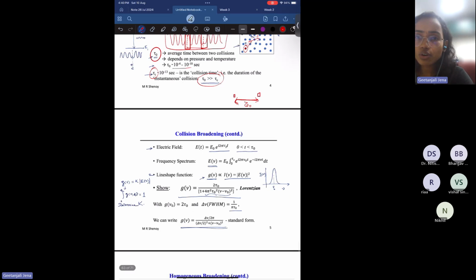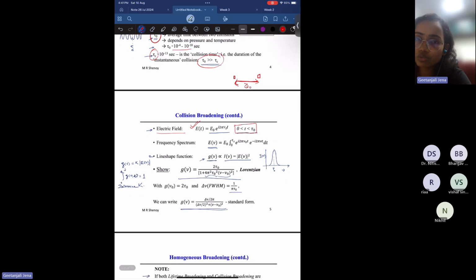We'll follow the same process. First we calculate the expression of the electric field in the frequency domain, and by squaring it we get the intensity. Intensity is directly related to the line shape function, and from the line shape function you can easily find the line width. We'll follow the same procedure as in the lifetime broadening case. First, the electric field expression: E(t) equals E0 e to the power i 2 pi nu0 t. This expression is valid only between collisions, that is from 0 to tau 0, because after this time the phase will change. That's why we restrict the time period to 0 to tau 0.